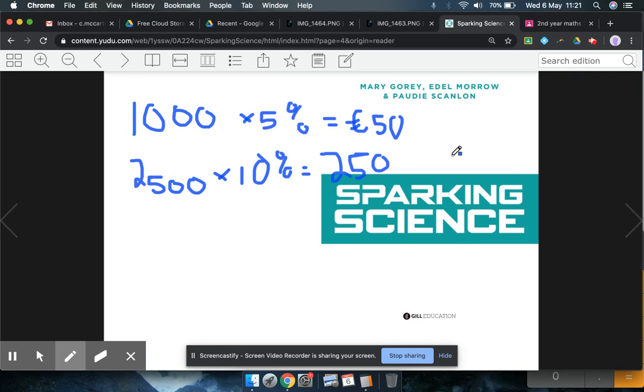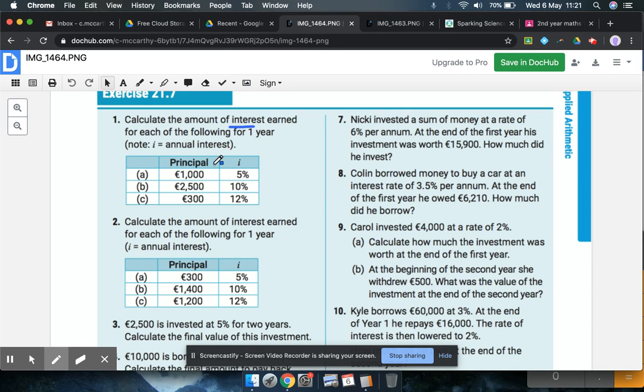Okay, so 250 there is what this person is earning if they put in €2,500. That's the interest earned. And basically, what does that mean? It means that that money is going to be left in your account at the end of the year, so it's going to be added on to the 2,500. We're not asked to do that. All we're asked here in this question is to calculate the amount of interest earned. So that's how you do question 1.